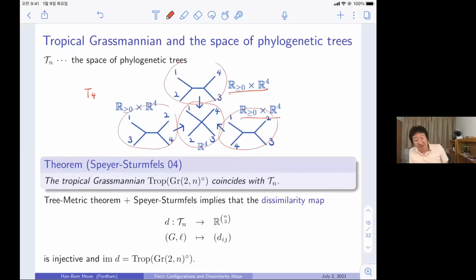But anyway, in 2004, and this is one of the earliest tropical geometry papers, they proved that the tropical Grassmannian trop Gr(2,n) is exactly equal to the space of phylogenetic trees. So in other words, if we combine the tree metric theorem and Speyer-Sturmfels result, then the dissimilarity map I explained before is injective, and the image is exactly the tropicalization of the Grassmannian Gr(2,n).